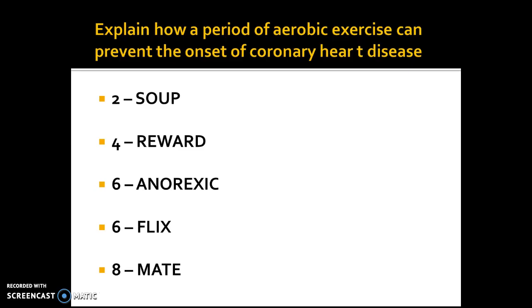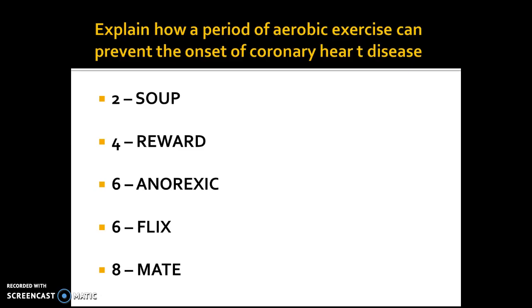6, flick knife. If you stab someone, there'll be blood. Blood is red blood cells. What happens to them as a result of aerobic exercise? That's the only dodgy one there, because that's not necessarily linked to coronary heart disease, but you can try and make it link. Then from there, okay, 8, mate.